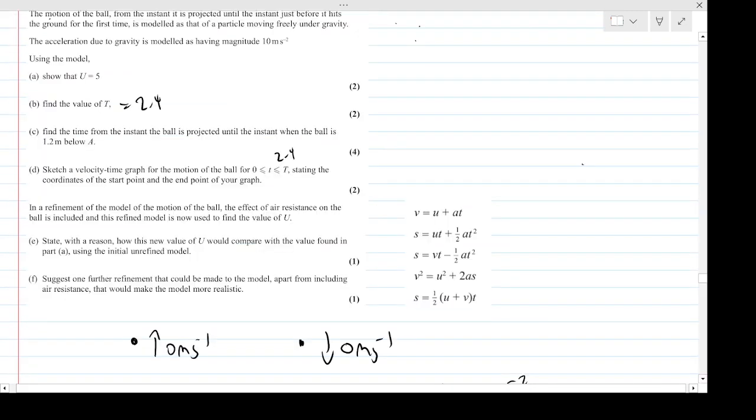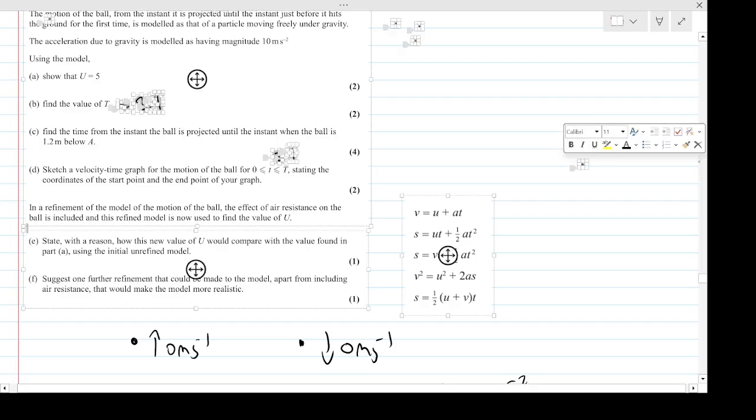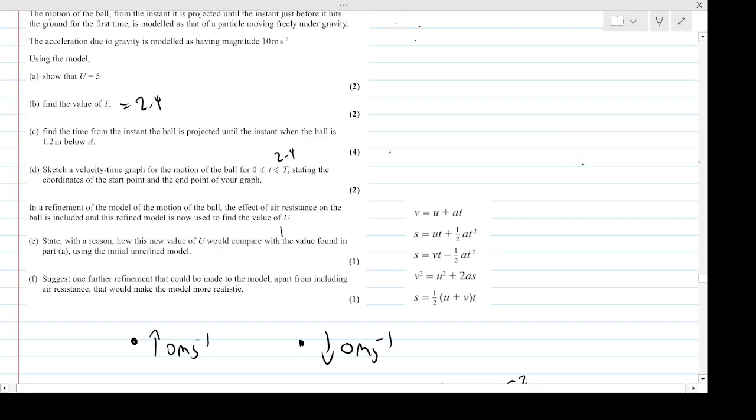Okay, we're nearly there. We've just got these little one markers to deal with, right? So we're told now in a refinement of the model of the motion of the ball, the effect of air resistance on the ball is included, and this refined model is now used to find the value of u. So u is the starting speed again, right? It's the exact same stuff going on, but now we're including air resistance.